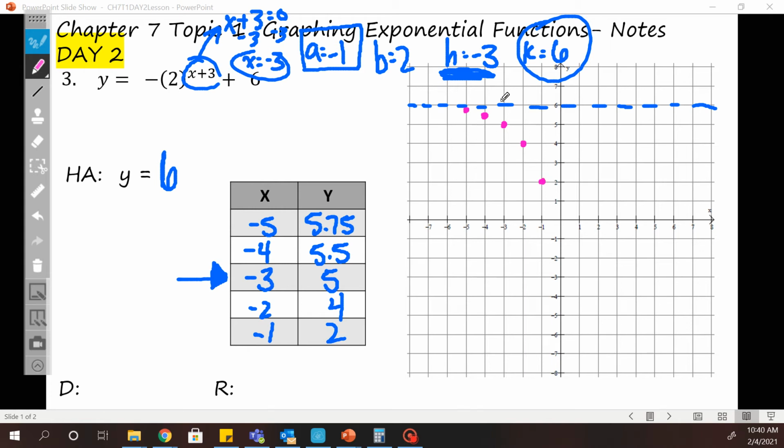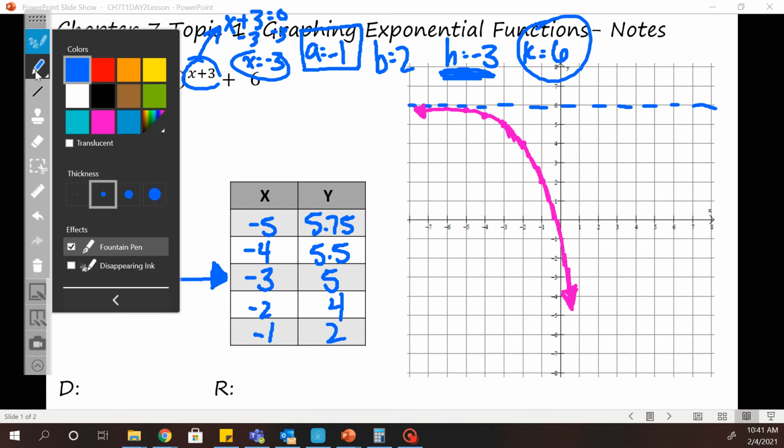Okay, so we can actually see this is upside down. And it's because of that a being negative that it's upside down. So it gets very close to the dotted line on this side. And then over here, it goes like this. All right, so it does look like exponential, it's just upside down.